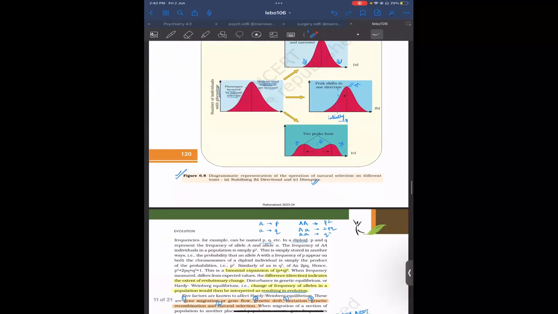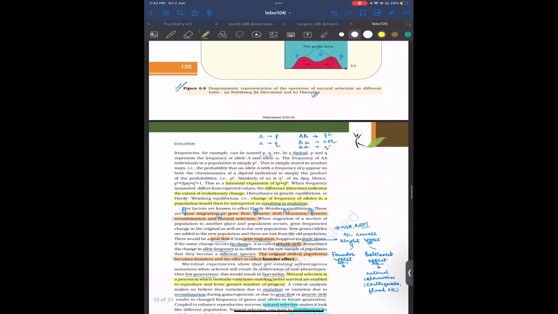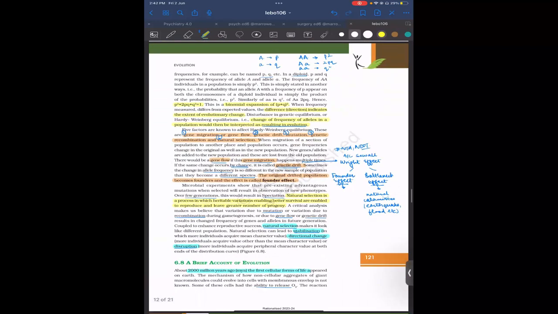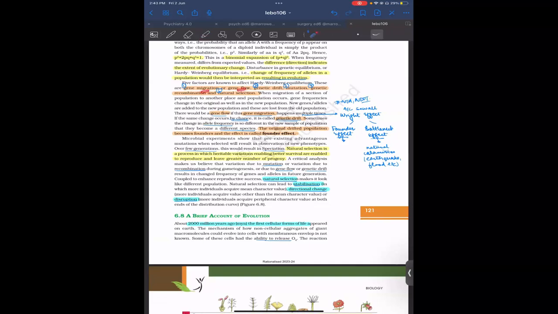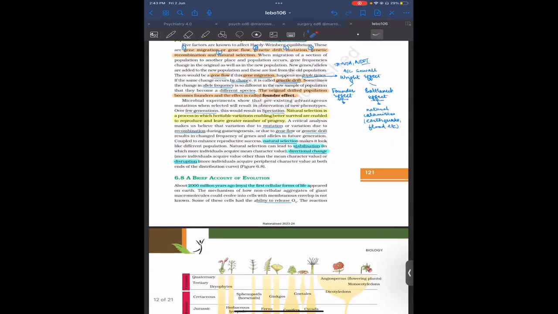What does it say? The same thing. p square plus 2pq plus q square is equal to 1. Now, the disruption of Hardy-Weinberg equilibrium can be done by five elements. That is gene migration, gene flow, genetic drift, mutation, genetic recombination, natural selection. So these are the examples of natural selection.